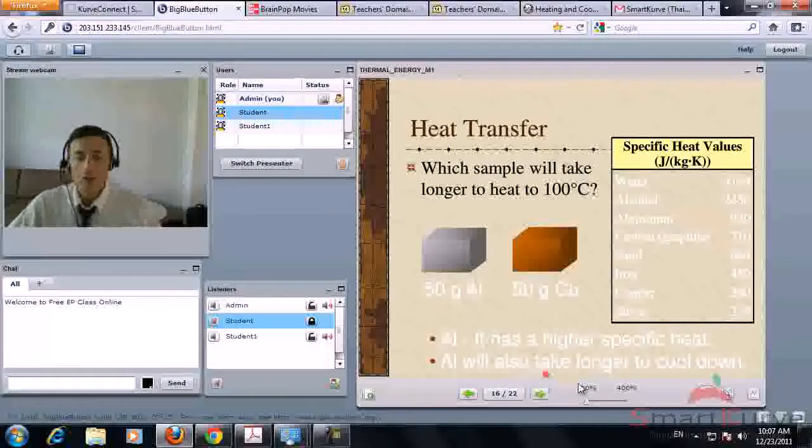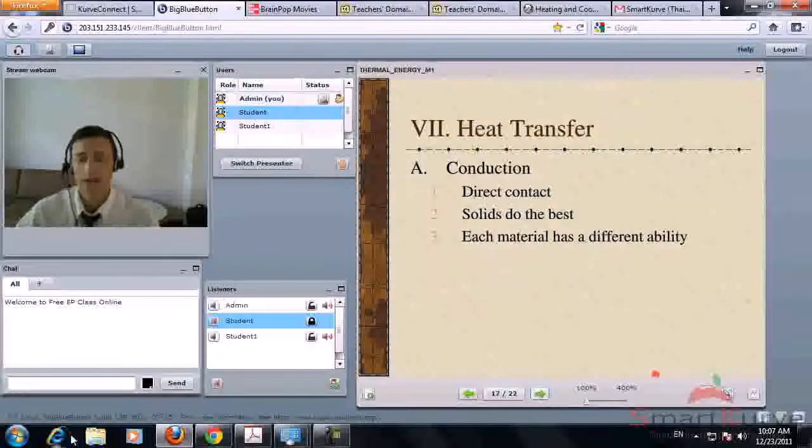All right, so aluminum has a higher specific heat. It will take longer to cool down. Notice water has a very, very high specific heat. So it requires much more energy to heat 1 kilogram of water. All right. Let's review.